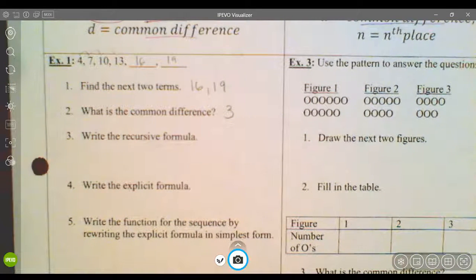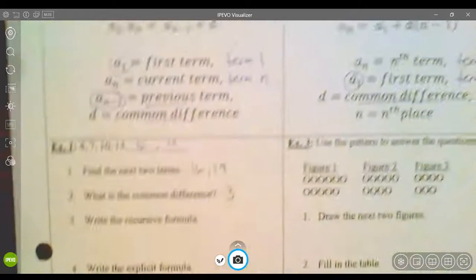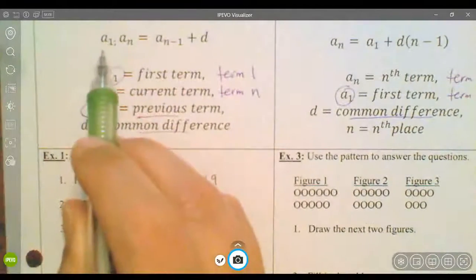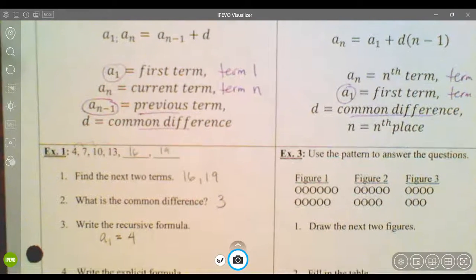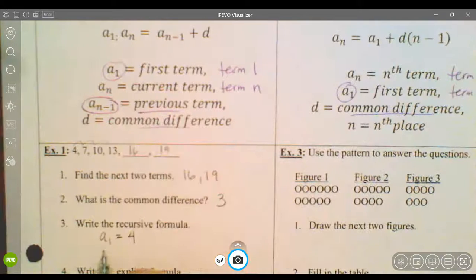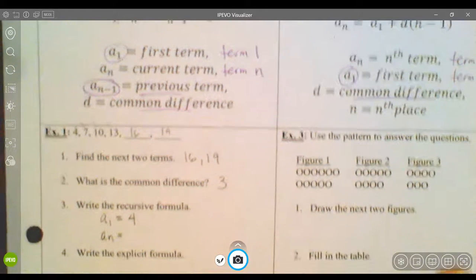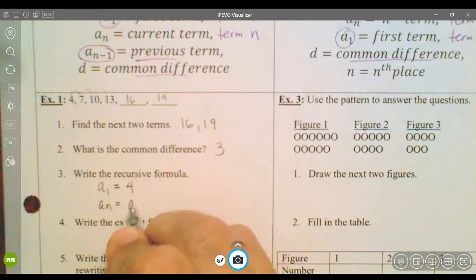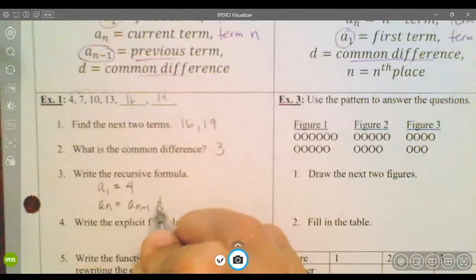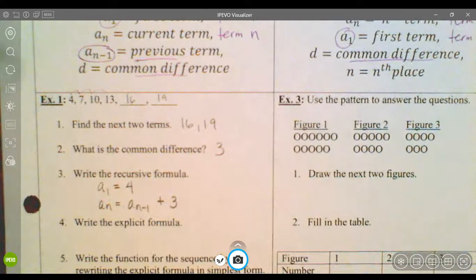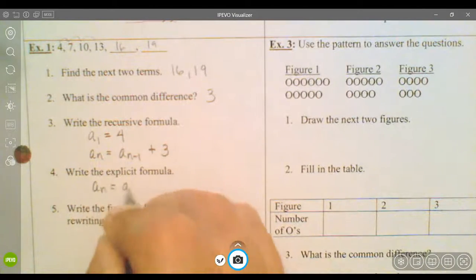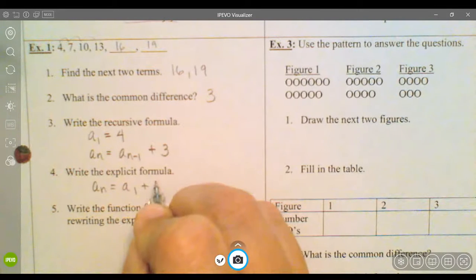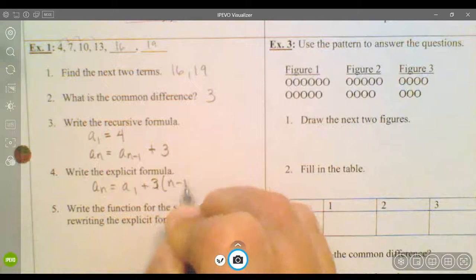What is the recursive formula? Okay, so the recursive formula up here, it tells us, give me the first term. My first term is 4. Now I need directions on how to get the second term. So I keep a sub n, and then I keep a sub n minus 1, so the current term is the previous term plus d, which in this case is 3. The explicit formula, a sub n equals a sub 1 plus d, which is 3, times n minus 1.